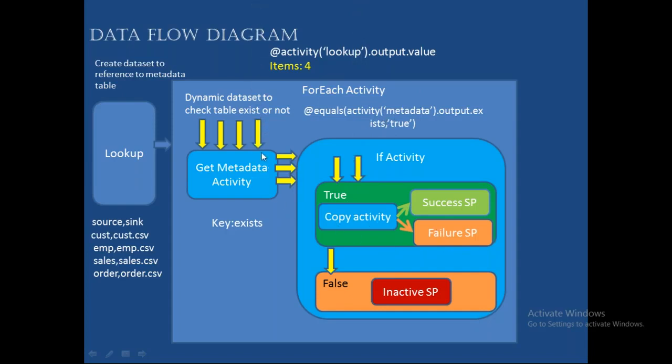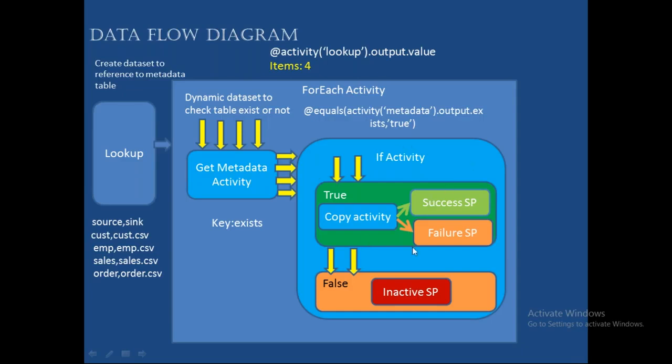Finally, the fourth table I will pass. I will check whether it exists or not. Let's say it is not available. I will go to false and I will execute inactive SP. Okay, something like that. My entire for each is executed. The for each status will be succeeded or failed.